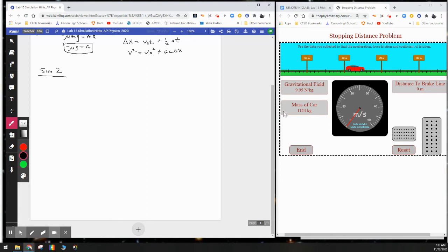So in this problem, in my example, I made my initial velocity 15 meters per second. I would choose something easy, but I chose 15 meters per second, and my final velocity is going to be zero. In this particular case, g is given as 9.95, so it's a little bit different. I'm also given the mass of the car. But this time I'm not given the time, so there's no time given.